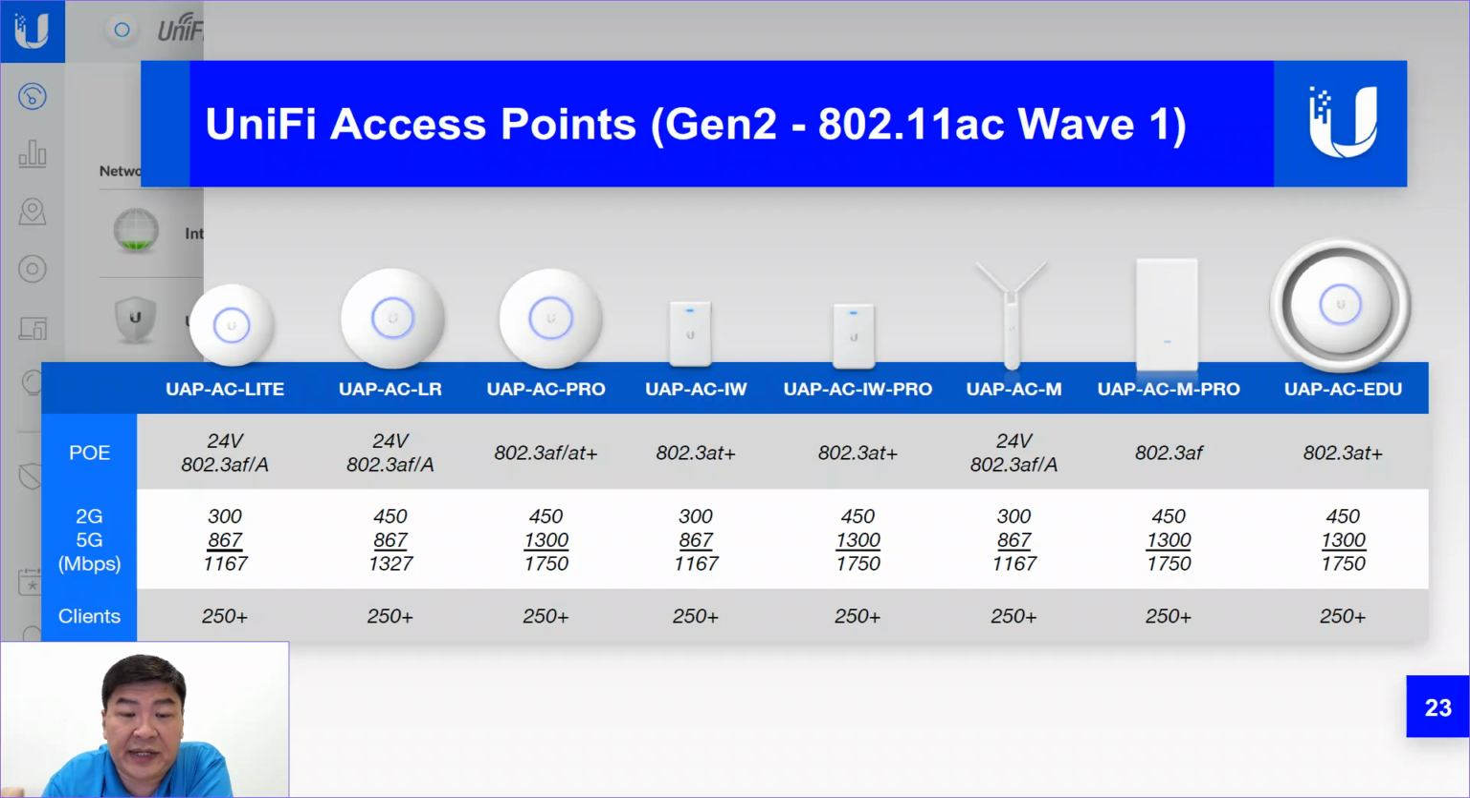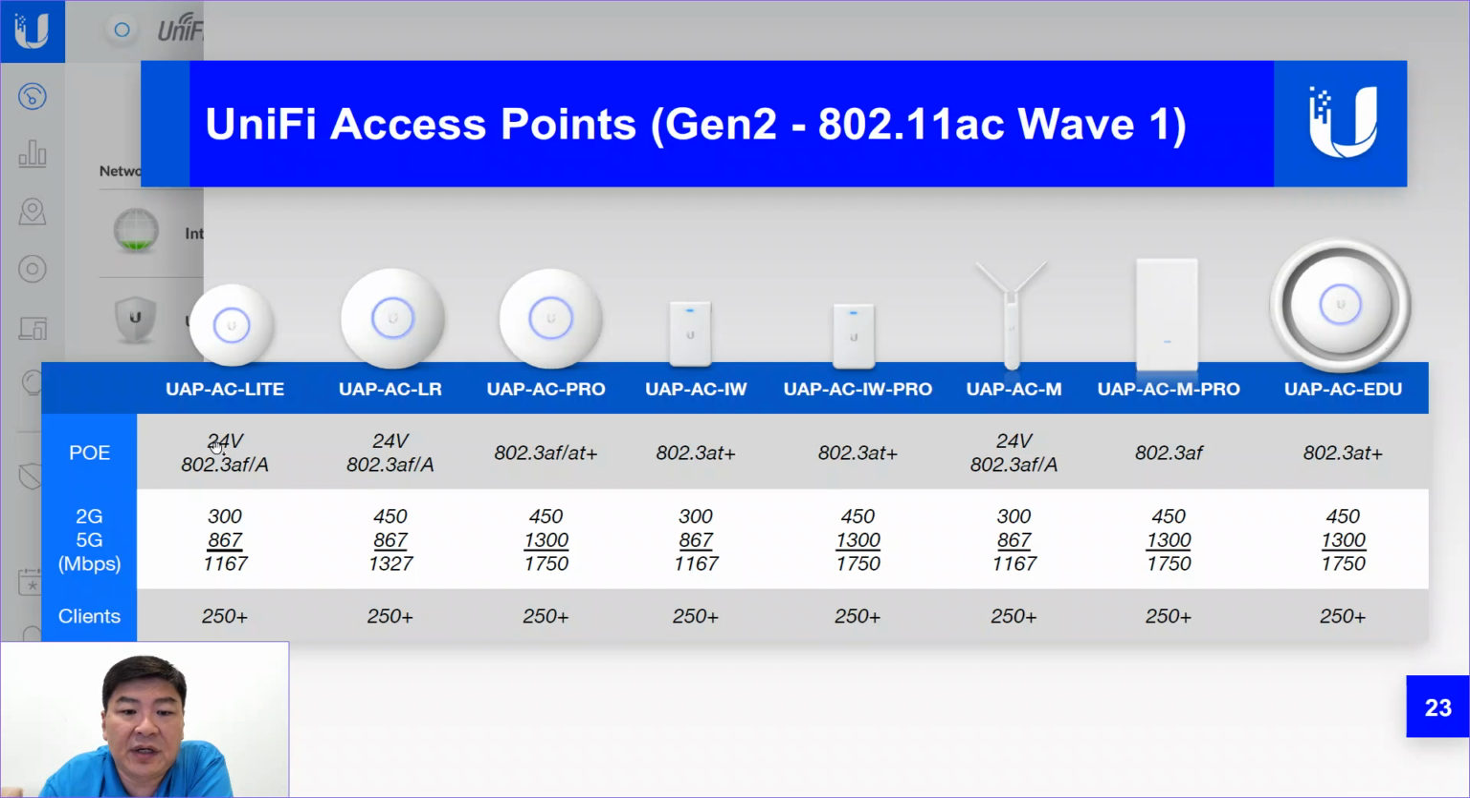So you will get the UniFi access points. That's the definition of the UAP. As usual, moving forth, we will be focusing only on the AC models and above. The first model will be the UAP AC Lite. That's where you get your initial PoE voltage of 24 volts.